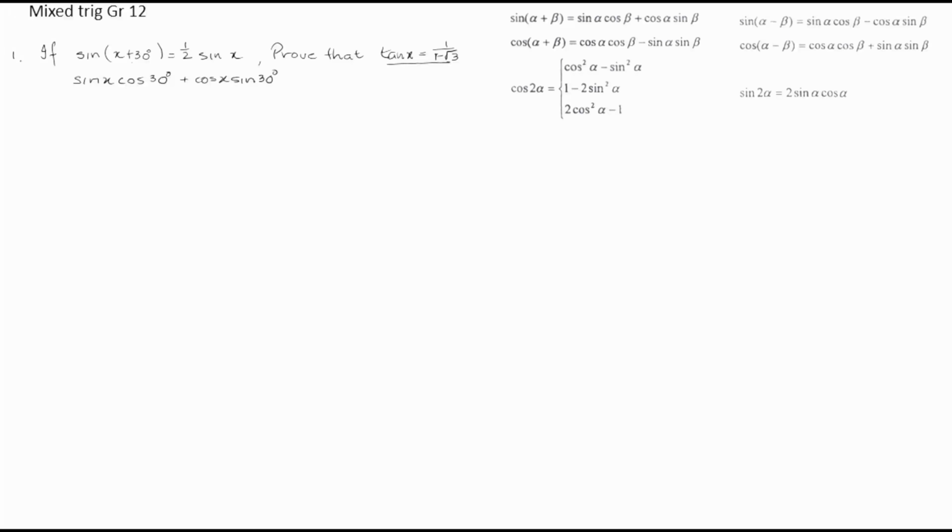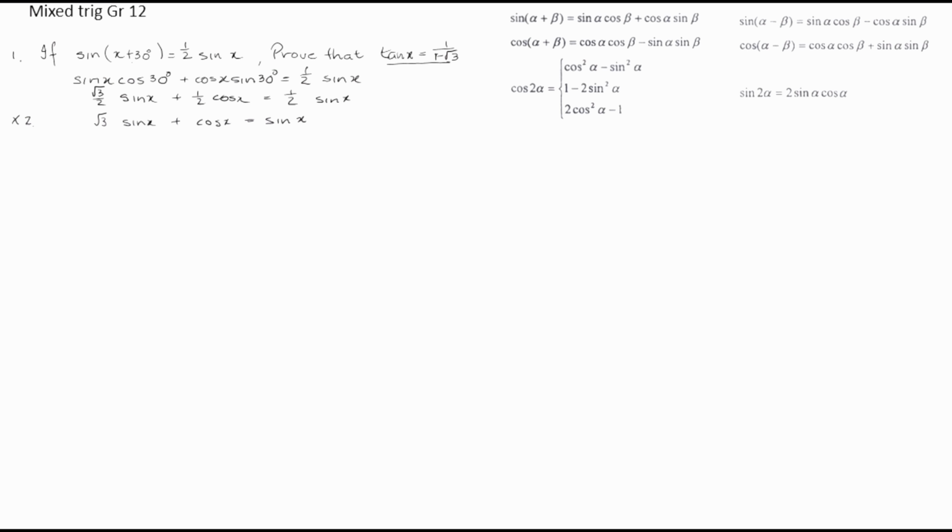Right, and then I'm going to equal, sorry, this is not left-hand side, right-hand side, half sine x. Okay, cos of 30 is root 3 on 2 sine x plus sine of 30 is a half cos x equals a half sine x. Right, we have an LCD of 2, so I'm going to multiply through by 2, which will give me root 3 sine x plus cos x equals sine x.